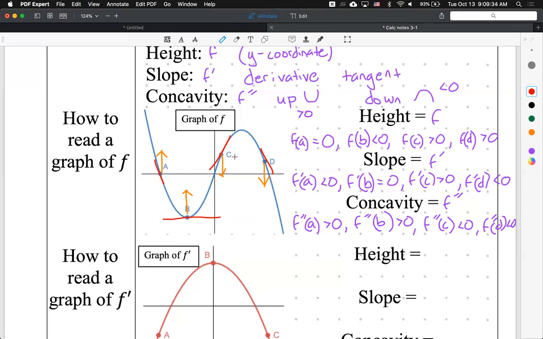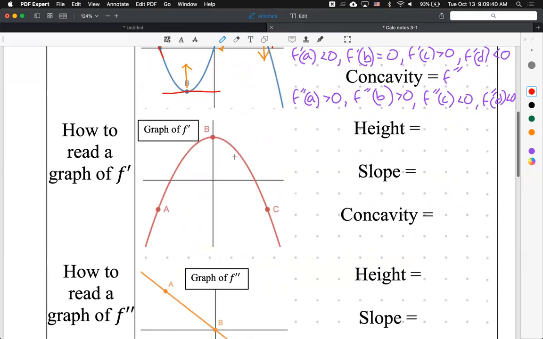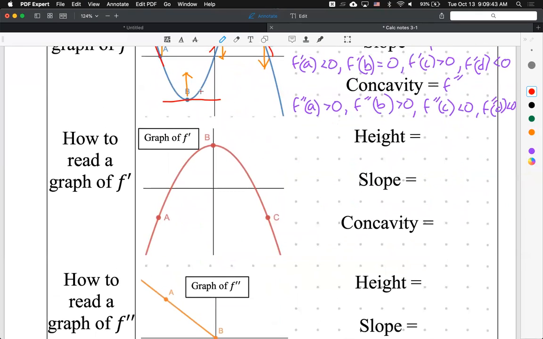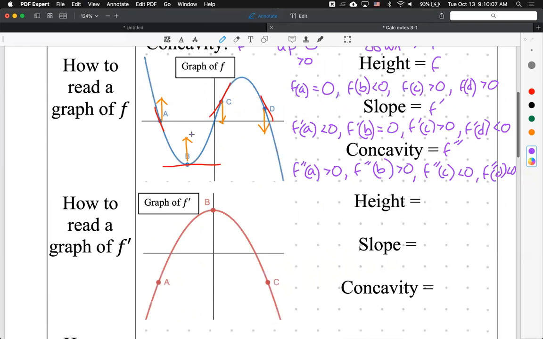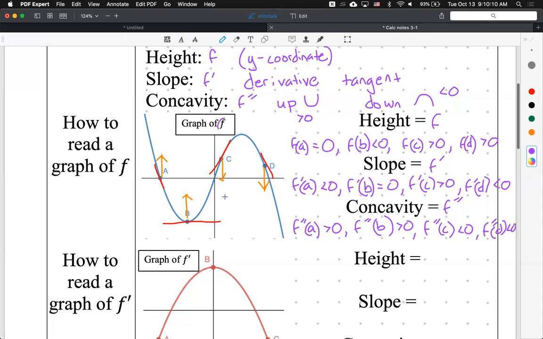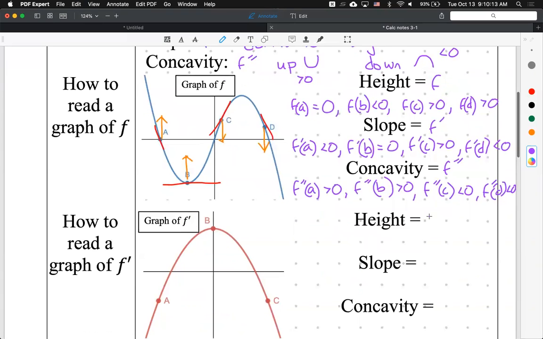Okay, now we're going to try it again, but on a slightly different graph. I consider that one to be the easy problem. These ones get more and more difficult now. So this is already a graph of f prime. On a graph of f prime, what is height? The height here for c corresponds to this y coordinate. The height is now f prime because it's a graph of f prime. The output, the y coordinate, is whatever it's talking about here. Our shortcut is whatever it says a graph of, that is height. Up here, I had a graph of f, so height is f. Down here, I have a graph of f prime, so the height is f prime.